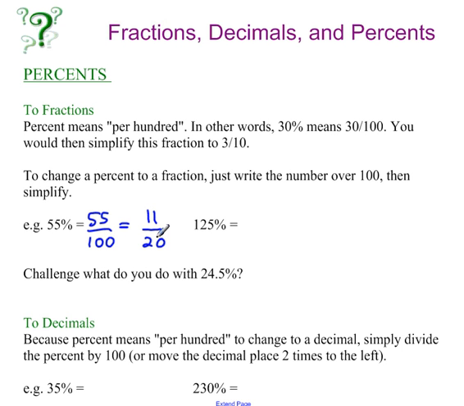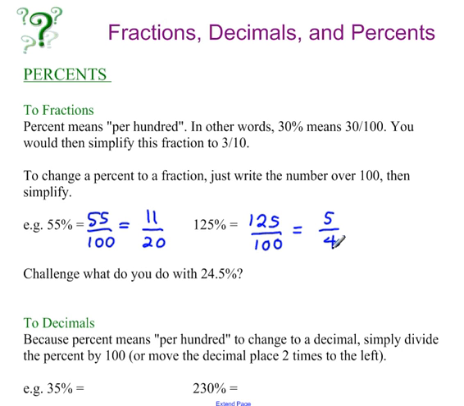To get 125%, again, we just do 125 over 100. And again, to simplify, we figure out what goes into both. So in this case, 25 goes into 125 5 times, and 25 goes into 100 4 times. If you want, you could write that as 1 1/4, but you're fine to leave it as 5 over 4.